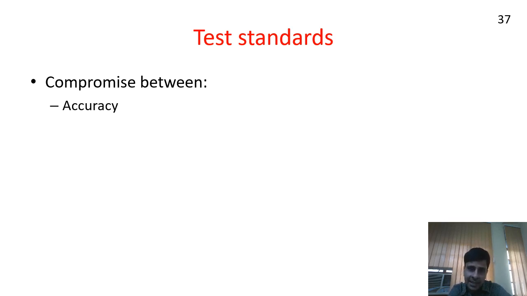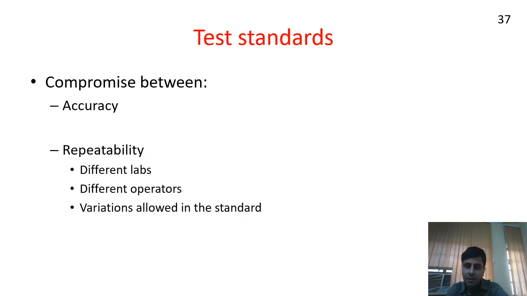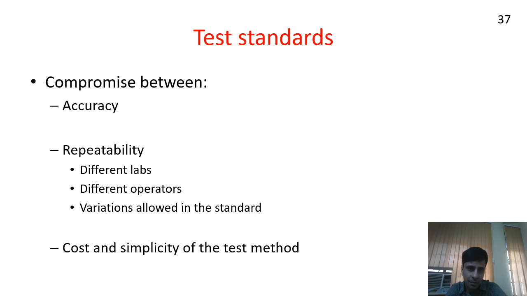So while designing test standards, usually there is a compromise between accuracy, repeatability, and cost and simplicity. You want the test to be as accurate as possible, as repeatable as possible, but you want the cost and simplicity to be under control. So usually there are standards which will tell you that if you follow my standard, then the repeatability is n percentage, where n is mid 90s or high 90s. And usually such tests should not be very expensive to do.